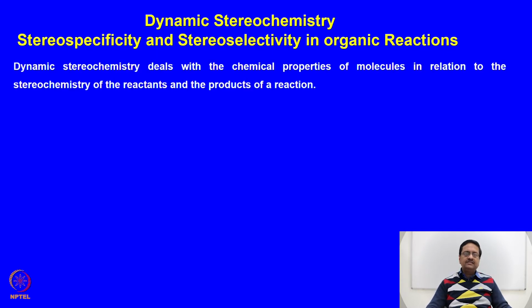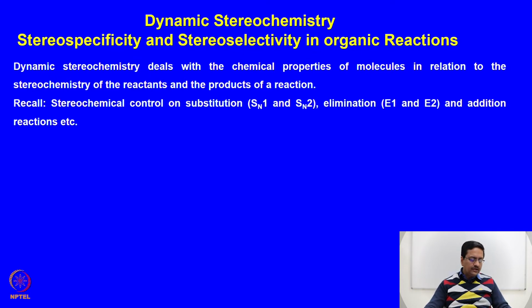Dynamic stereochemistry deals with the chemical properties of molecules in relation to the stereochemistry of reactants and products of a reaction. Depending on the substrate, reagent, and the solvent, the stereochemistry of the product is controlled. We have discussed this briefly in earlier lectures on substitution reactions, elimination reactions, and addition reactions.